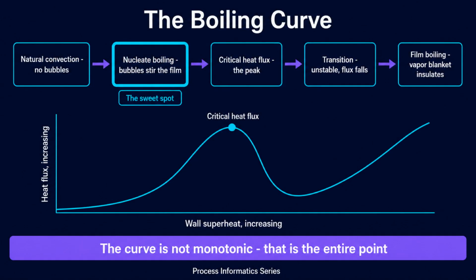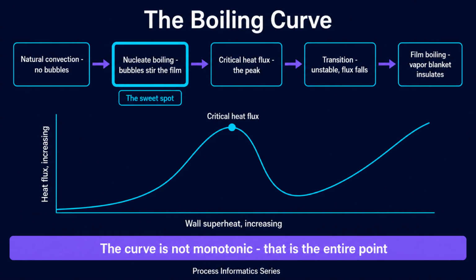Immerse a heated surface in a pool of saturated liquid and slowly raise the wall above the saturation temperature. That difference, the wall superheat, is the driving force, and the heat flux is the response. Plot one against the other and you have the boiling curve, which is not monotonic, and that is the entire point. At low superheat, nothing boils. Liquid warms, rises, and circulates by natural convection alone.